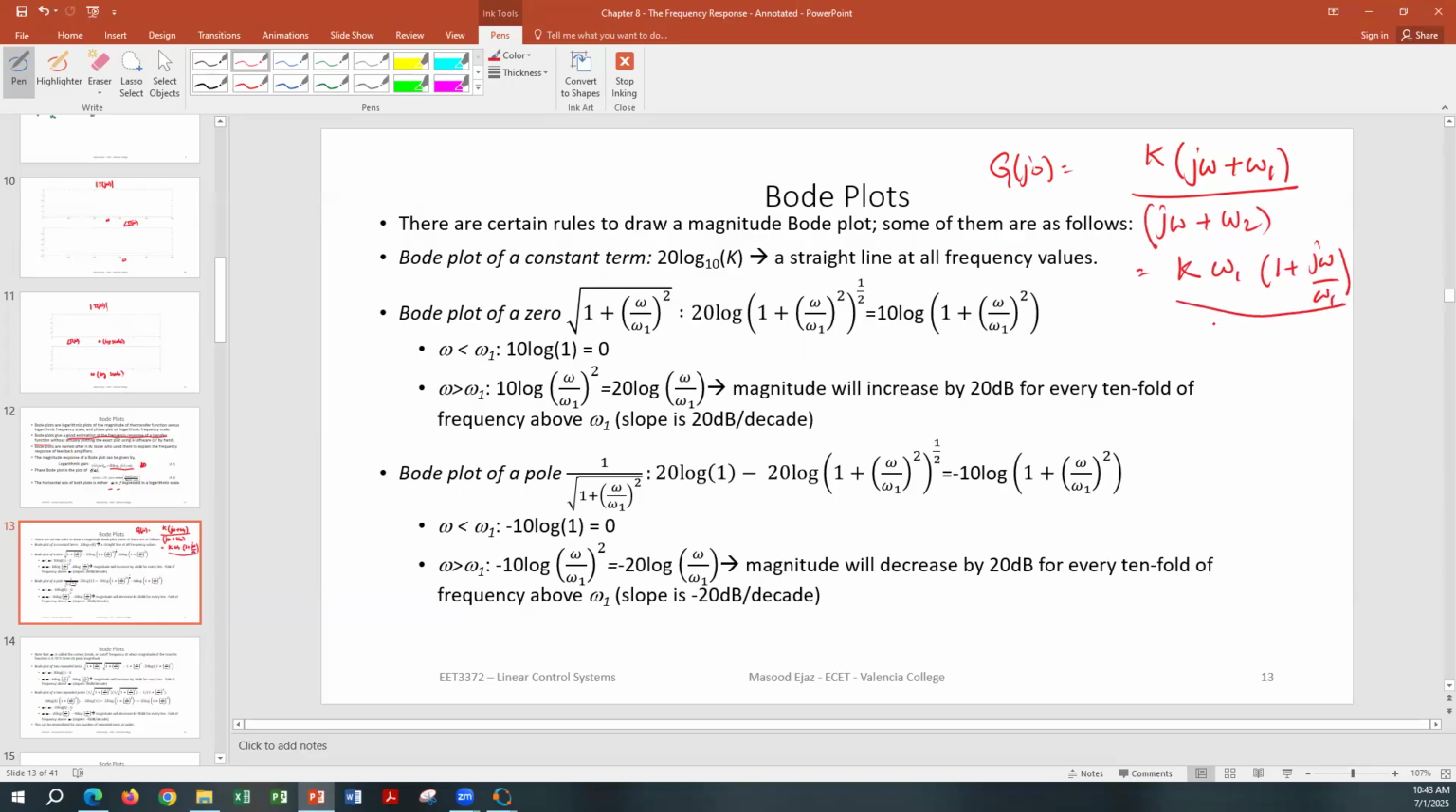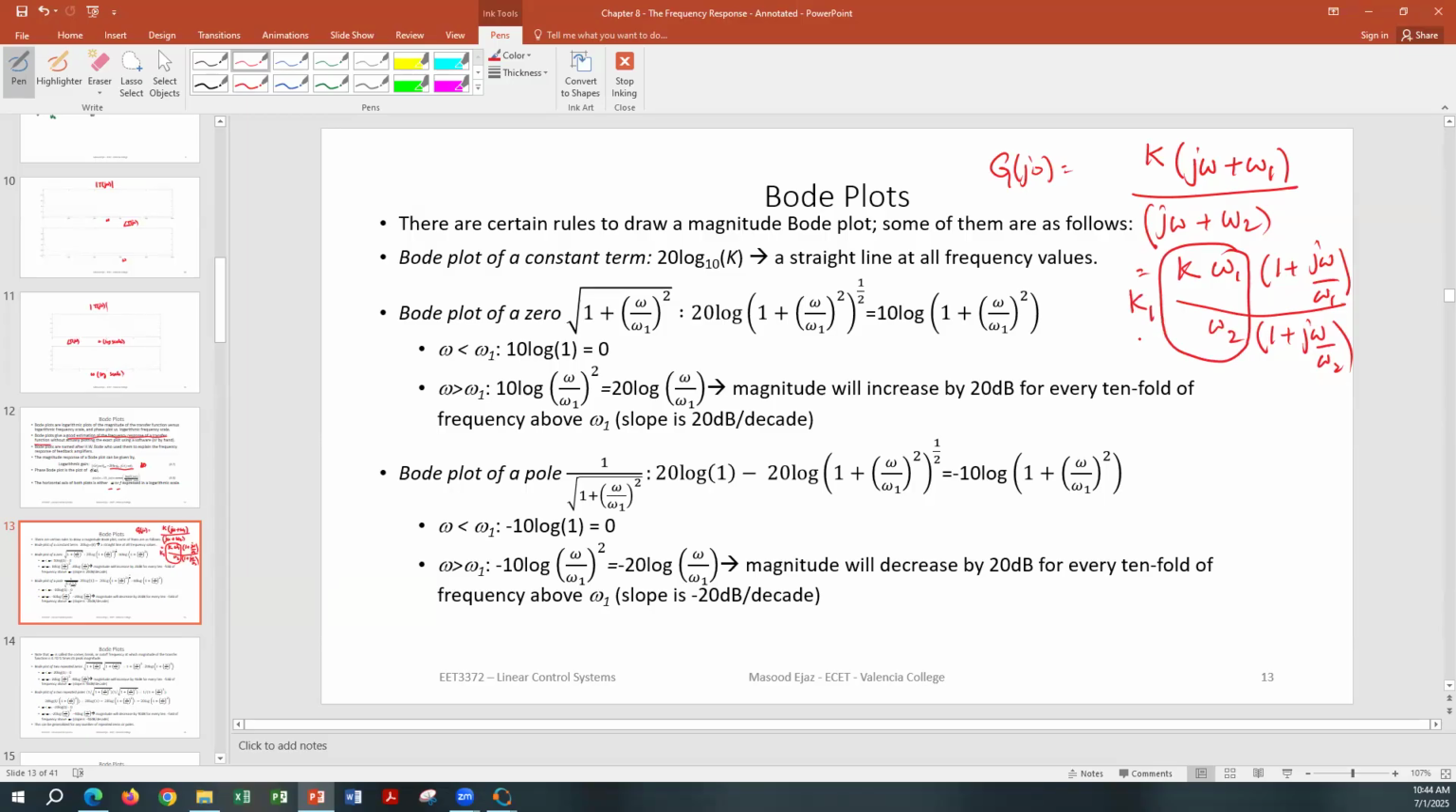And then we take omega 2 as a common factor out and write it down as 1 plus j omega over omega 2. Now your modified gain can be represented by K1. Let's say K times omega 1 over omega 2 is your modified gain. And then your zero is represented by 1 plus j omega over omega 1, and your pole is represented by 1 over 1 plus j omega over omega 2.